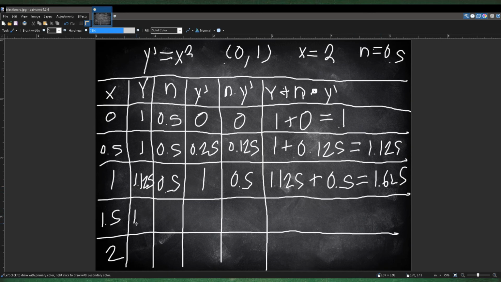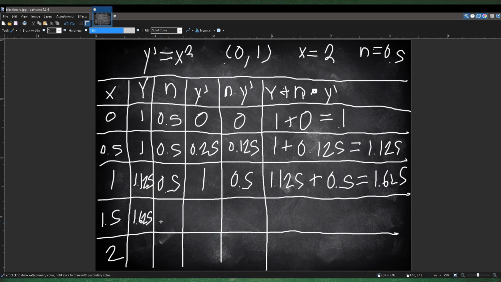So we're just repeating this sequence over and over again. This 1.125 became this 1.125, and this 1.625 became this 1.625. Then we're finding the value. So when x is equal to 1.5, it's around 1.625. It's not precisely 1.625, but it's really close. That's what Euler's method is saying. But we're not looking for 1.5, right? We're looking for 2, so we have to do this one more time.